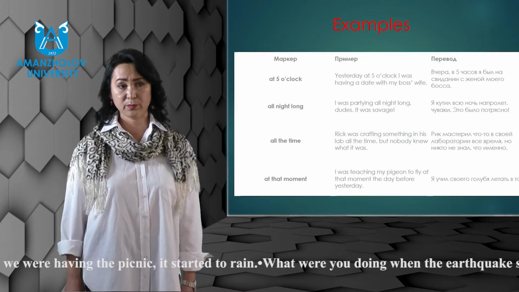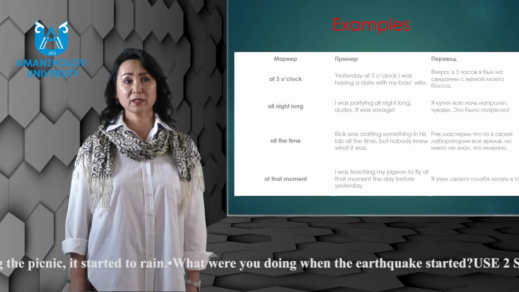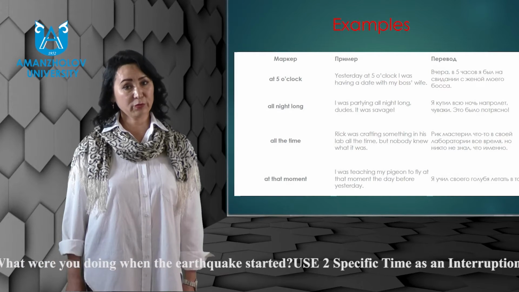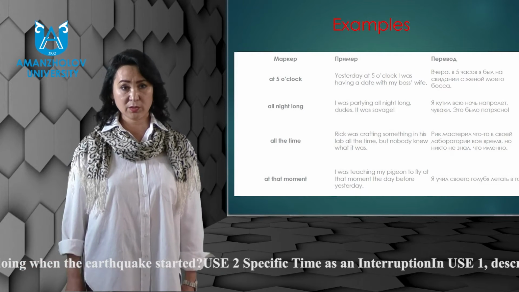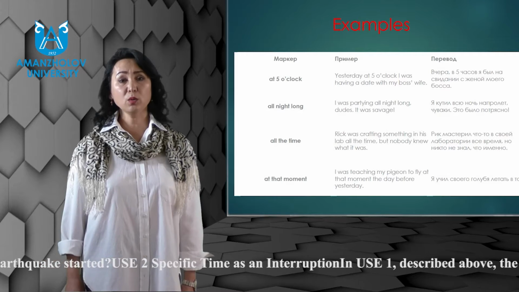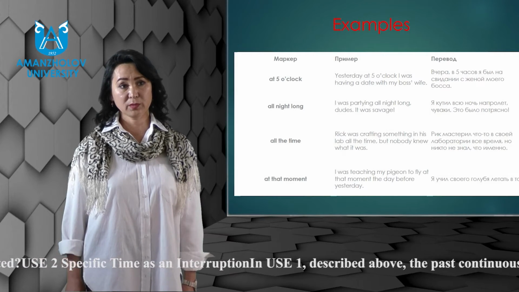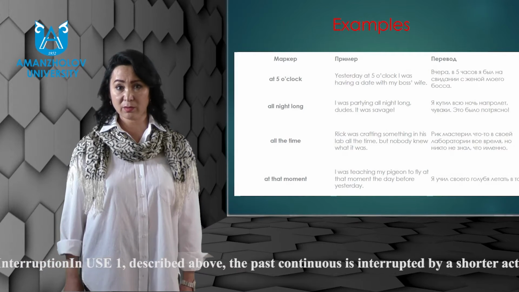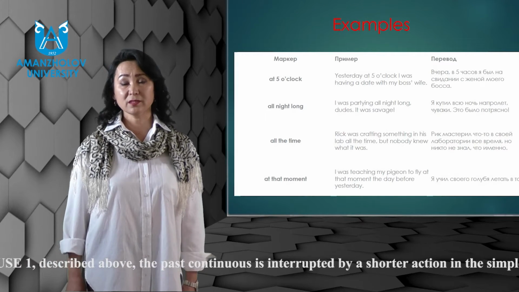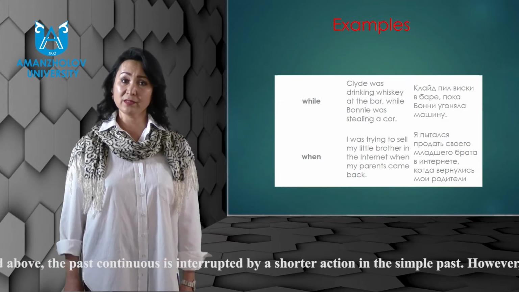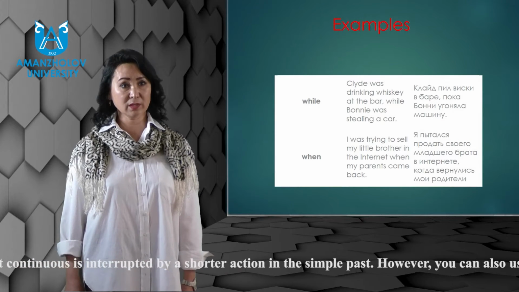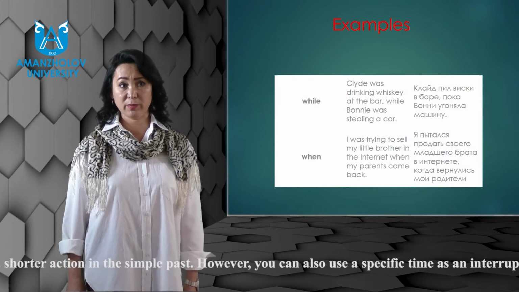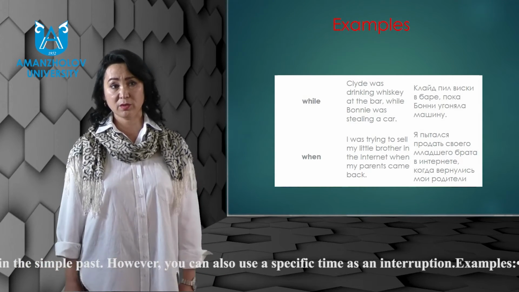Very important. In the simple past, a specific time is used to show when an action began or finished. In the past continuous, a specific time only interrupts the action. For example, last night at 6 p.m., I ate dinner. I started eating at 6 p.m. Or last night at 6 p.m., I was eating dinner. That means I started earlier, and at 6 p.m., I was in the process of eating dinner.